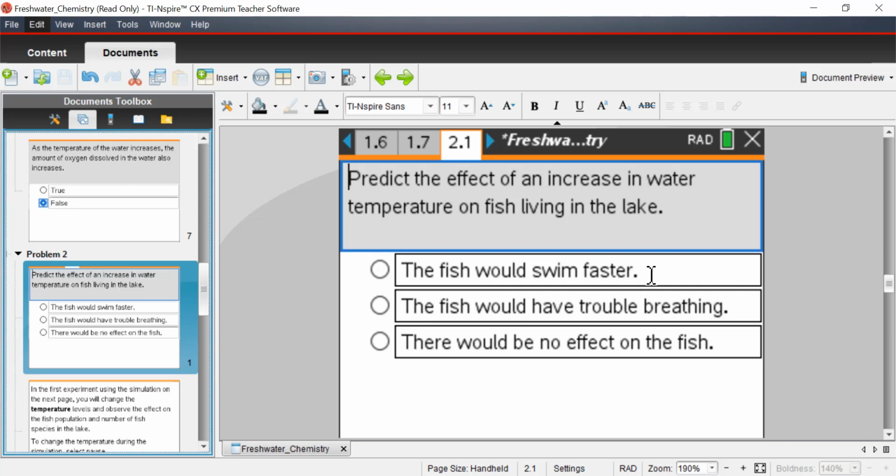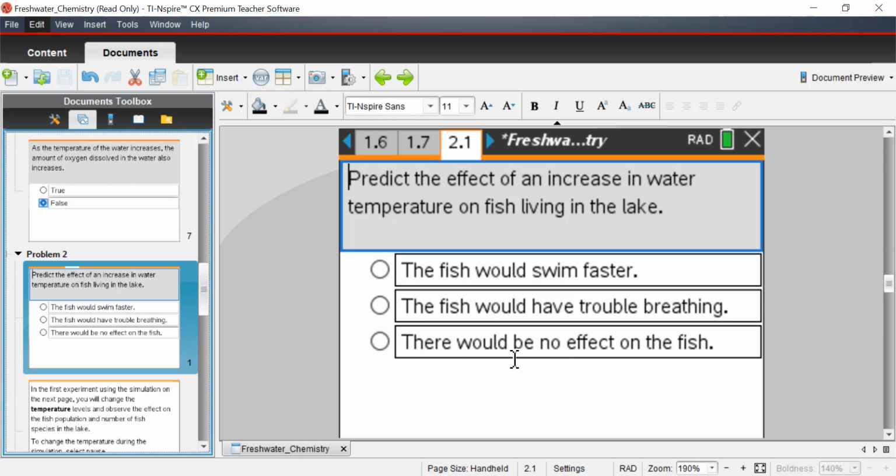This says the fish would swim faster. Well, if there's less oxygen, that means they can't get as much oxygen to their muscles, therefore they're probably not swimming faster. Second option is the fish would have trouble breathing. Well, that sounds reasonable. Third option is there would be no effect on the fish. Well, we know that's not true.